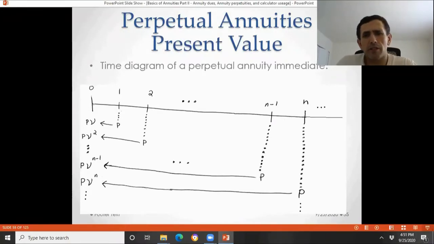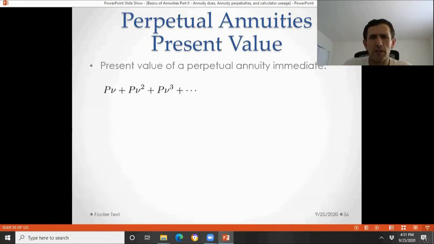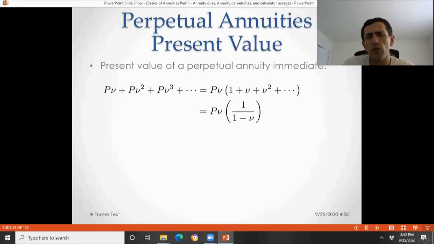And the time diagram is exactly what we had before. If we're doing an annuity immediate in perpetuity, the payment of P is discounted by 1 period. The next payment of P is discounted by 2 periods. Again, nu is the present value factor 1 over 1 plus j. And we just literally keep going. So we have this infinite series here. And if we factor out a P nu, then we know how to sum up this infinite series. It's just our formula: 1 over 1 minus nu, where the series is 1 plus nu plus nu squared, et cetera.